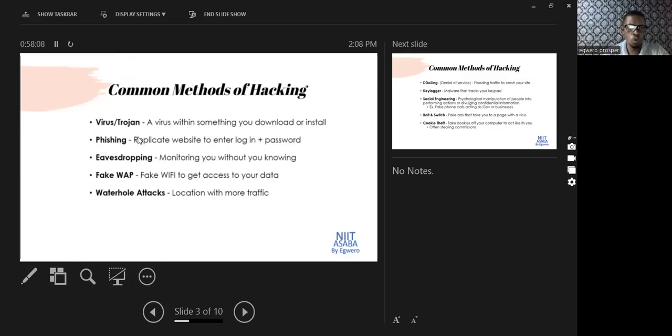So one of the ways of hacking is virus or Trojan, a virus within something you download. The reason why you need to know all this is so that you can advise your relatives and the company you are working for that they should be careful the way they download things from different sources that have not been verified.